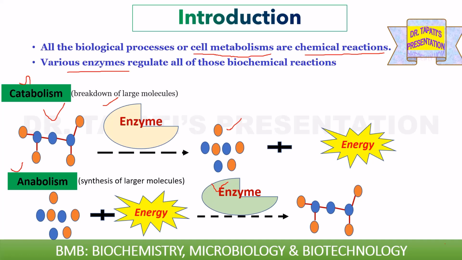Anabolism means synthesis of larger molecules from smaller molecules. It is just opposite to the catabolism process. As for example, construction of cellular macromolecules like proteins, carbohydrates and fats from their smaller precursors like amino acids, sugars and fatty acids. Hence, we can say that enzyme is one of the most important compounds of living organisms.